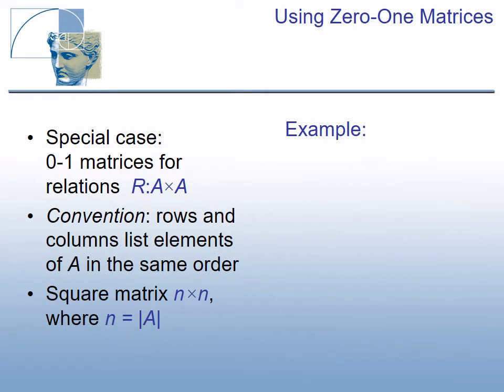There is a special case of 0-1 matrices for relations R on the set A. The convention in this case is the following. Rows and columns list the elements of A in the same order. Therefore, the 0-1 matrix is square, n by n, where n is the cardinality of the set A. Here is an example.